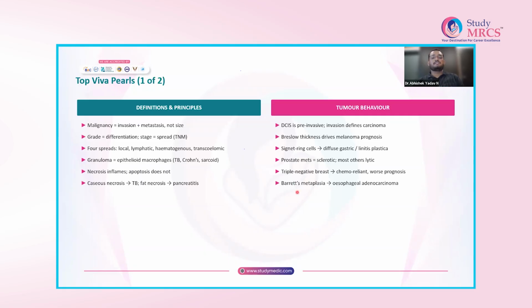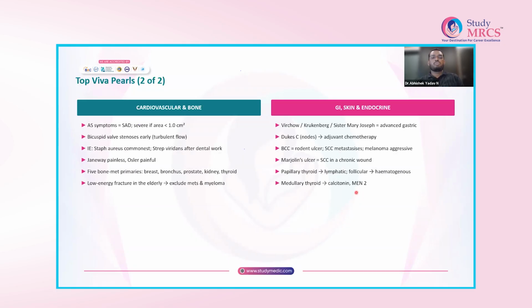And Barrett's metaplasia, where the squamous epithelium is turned into a columnar one. It's a pre-malignant condition where the patient can develop an esophageal adenocarcinoma. Coming to one cardiovascular thing, remember the SAD features, the symptoms of aortic stenosis. What are the features to say that the patient has a severe aortic stenosis?